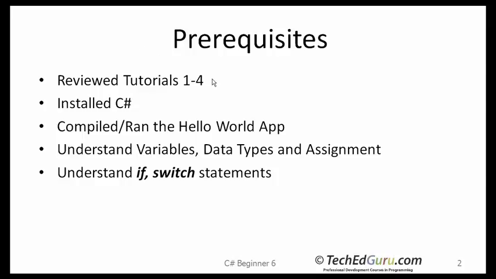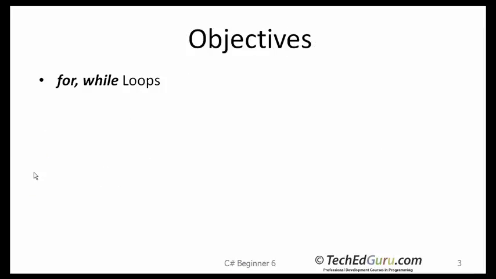I hope you have listened to my earlier tutorials 1 through 4, installed C#, and are able to compile and run a simple application. You understand variables, data types and assignments, and understand if and switch statements. The objectives of this lesson are to learn about for and while loops.